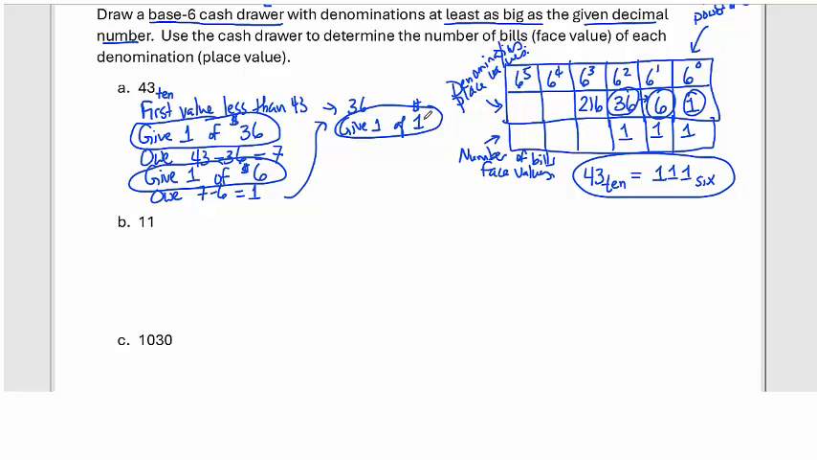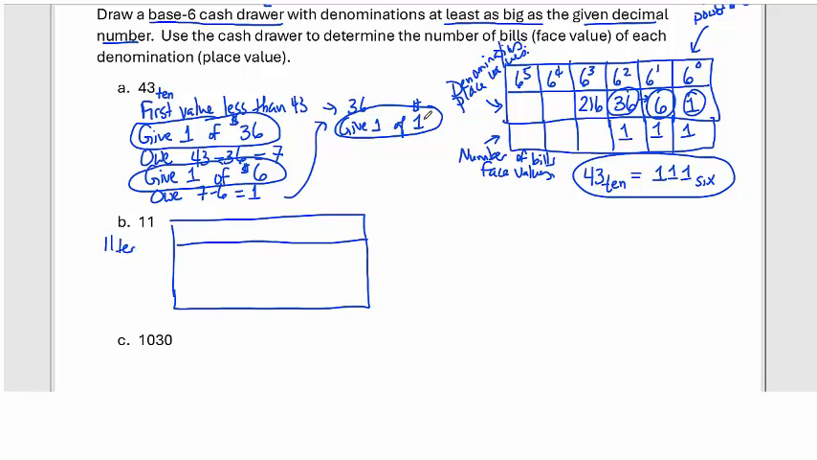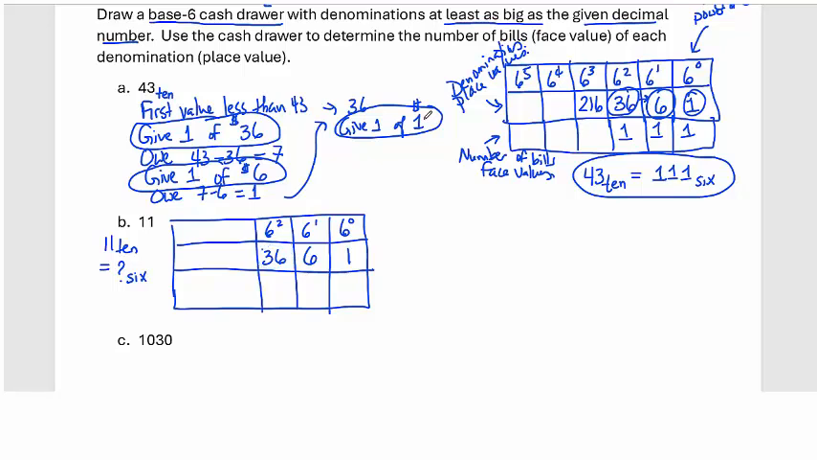Okay, again, we're just going to draw our cash drawer with powers of 6. Remember, this is 11 base 10. We want to know that's equal to what? Base 6. So that's what tells me I need to have powers of 6 for my denominations in the cash drawer. But how high up do we need to go? We have 1, we have 6, 6 to the second power is 36. This is already bigger than 11. So I can stop there, okay? And it's too big, in fact.